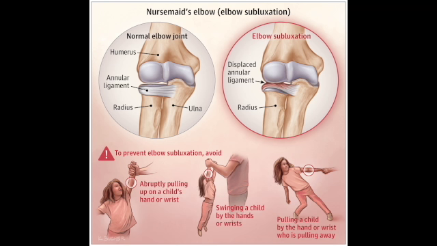Management, you want to do closed reduction. Place pressure on the radial head with supination of the elbow, followed by flexion of the elbow. Observe the child for normal function. If the child uses the arm after 15 minutes, no radiographs are needed. If no use after 15 minutes, consider radiographs to rule out a fracture or reattempt the reduction.